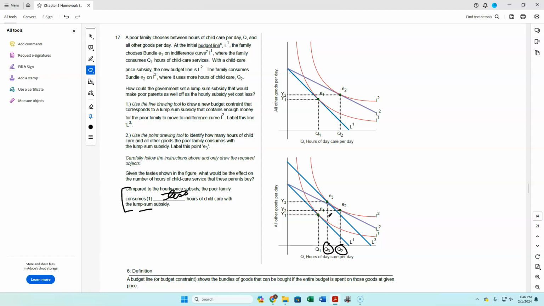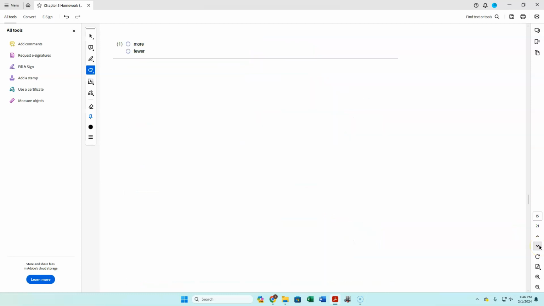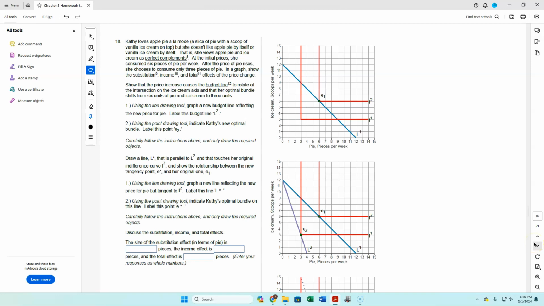So in essence, the individual is better off. We're better off using the lump sum subsidy rather than subsidizing the hourly price. Okay.